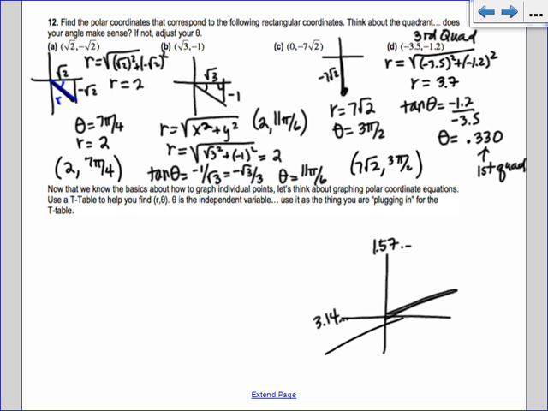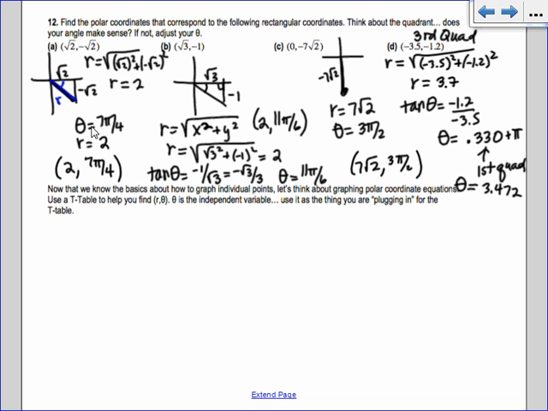So what we have to do is add pi to it. So our theta is actually equal to 3.472. Now, if it's easier for you to operate in degrees, that's fine. You could do that. If you did degrees, I'll write the same things in here. When you first did this problem, you would have had theta equals 18.925 degrees.